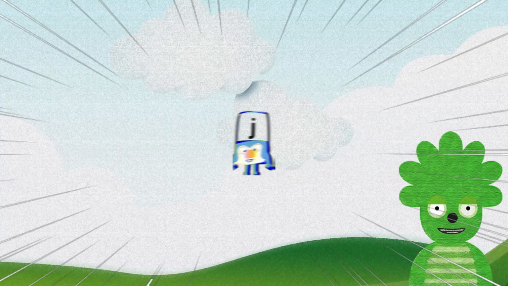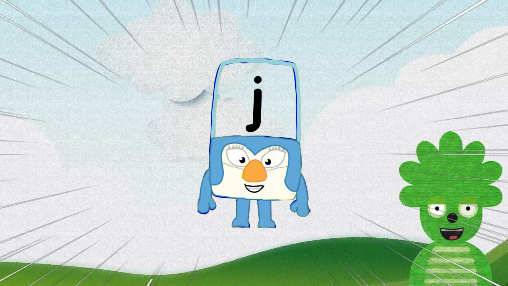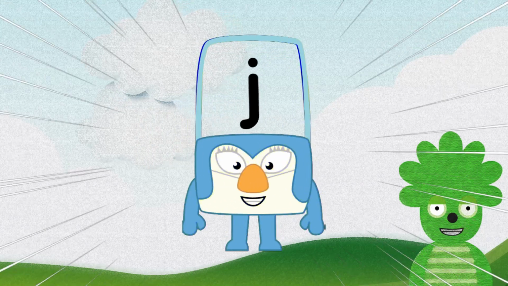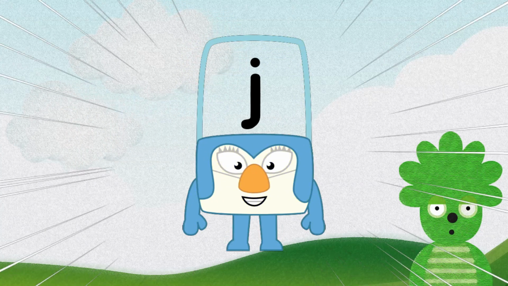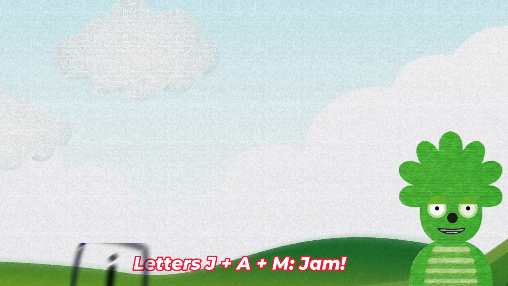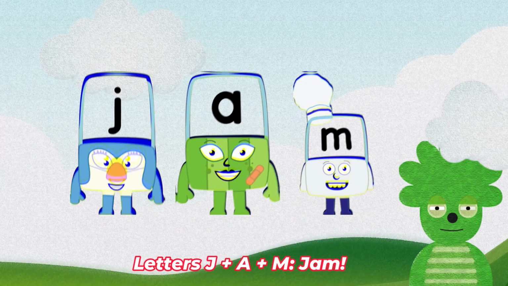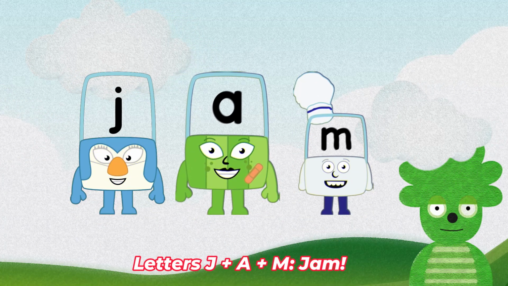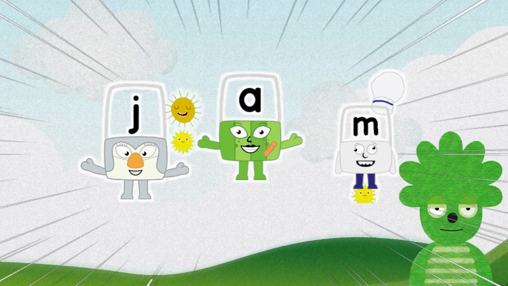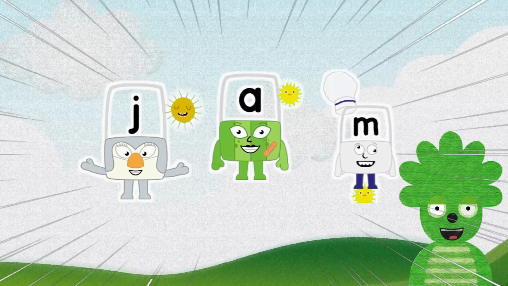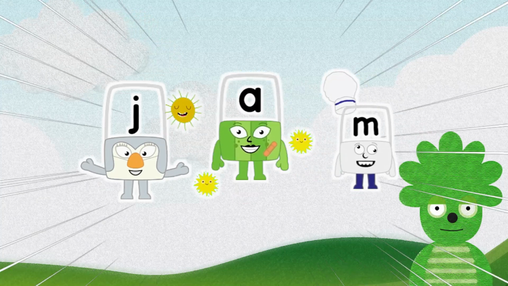Look, here comes letter J. I make the sound J, like in jump. Let's find a word starting with J. Letters J plus A plus M, jam. Great, you blended J, A, and M to say, jam.